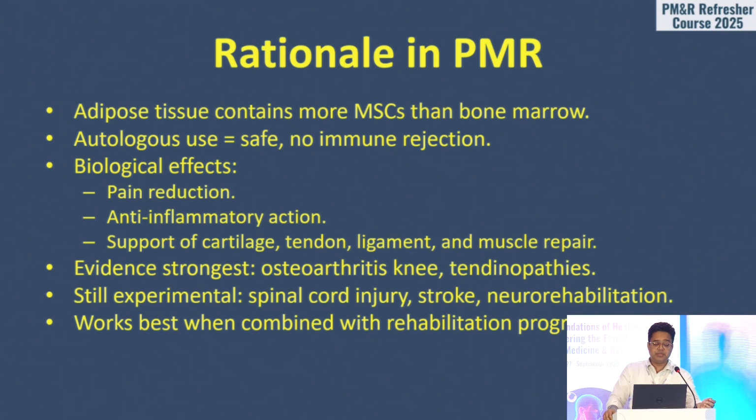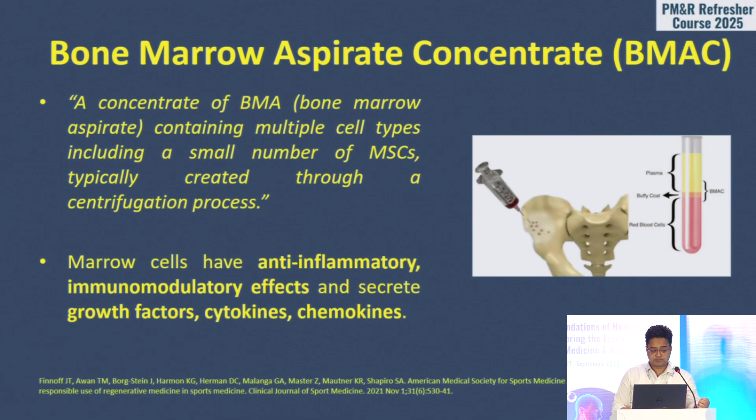What is the rationale in PMR? Adipose tissue contains more MSCs than bone marrow. Autologous use is safe, with no immune rejection, and biological effects include pain reduction, anti-inflammatory action, and support of cartilage, tendon, ligament, and muscle repair. Evidence is strongest in osteoarthritis of the knee and tendinopathies, but still experimental in spinal cord injury, stroke, and neurorehabilitation, and it works best when combined with a rehabilitation program.